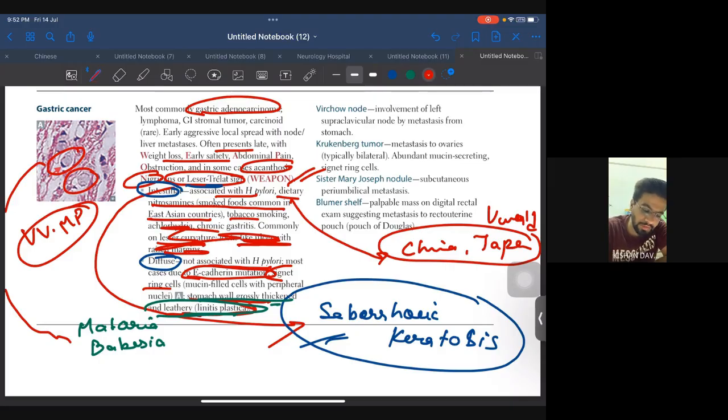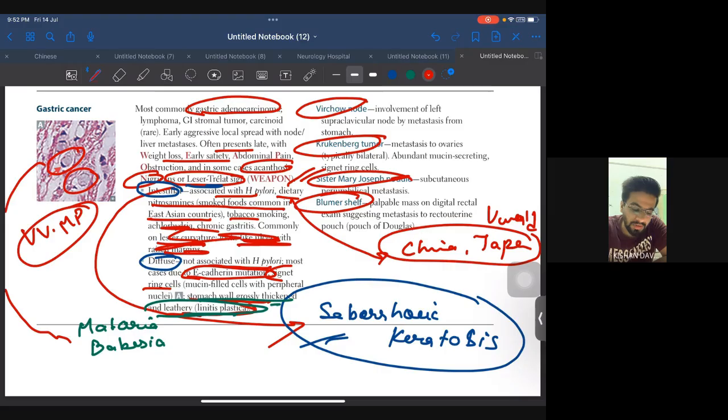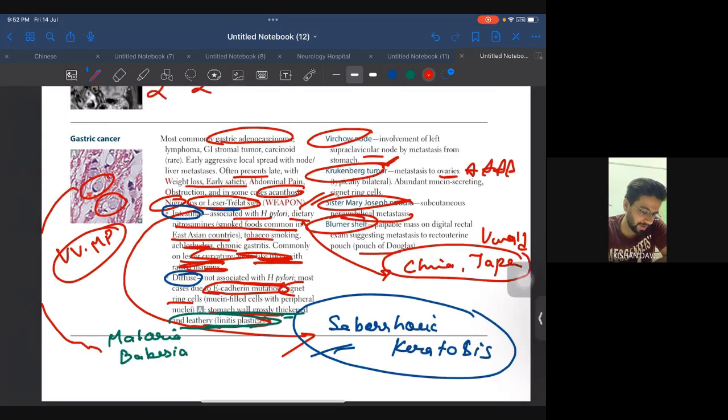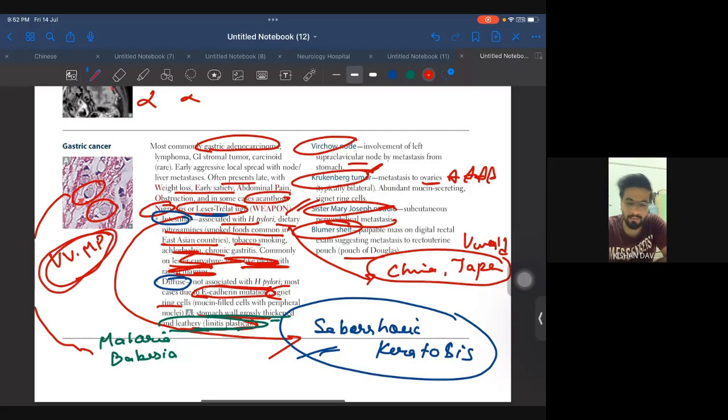Now, you need to remember the lymph node names also. So if it is Krukenberg tumor, ovaries and stomach, they have asked this very frequently. Virchow node, supraclavicular node; Sister Mary Joseph node, subcutaneous periumbilical metastasis; Blumer shelf in the pouch of Douglas. You need to remember the organs and the name of the lymph node also. Gastric cancer becomes very, very important, high yield stuff.